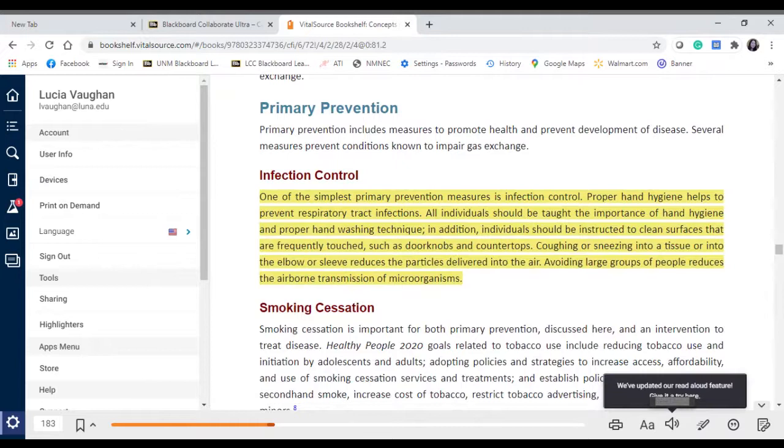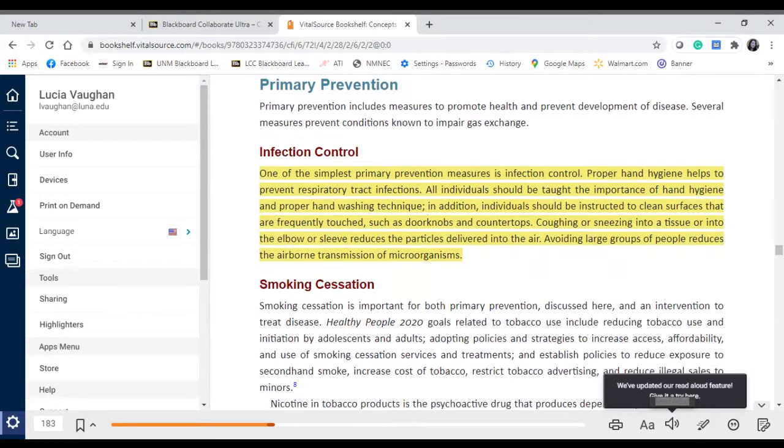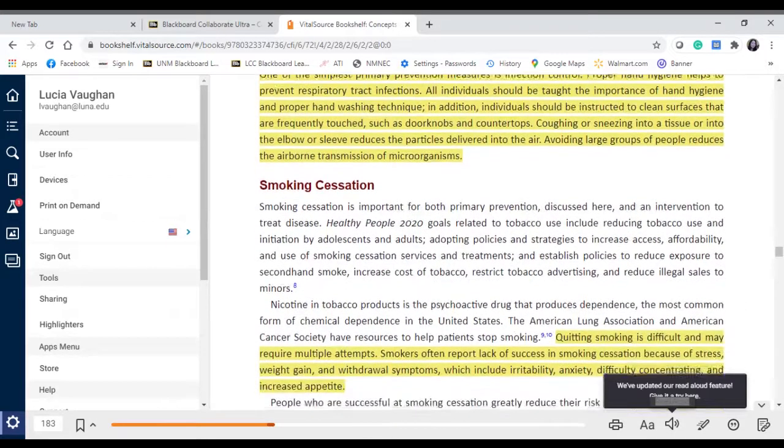Primary prevention. Infection control is one of the simplest primary prevention measures. Proper hand hygiene helps to prevent respiratory tract infections. All individuals should be taught the importance of hand hygiene and proper hand washing technique. In addition, individuals should be instructed to clean surfaces that are frequently touched, such as doorknobs and countertops. Coughing and sneezing into a tissue or into the elbow or sleeve reduces particles in the air. Avoiding large groups of people reduces the airborne transmission of microorganisms.